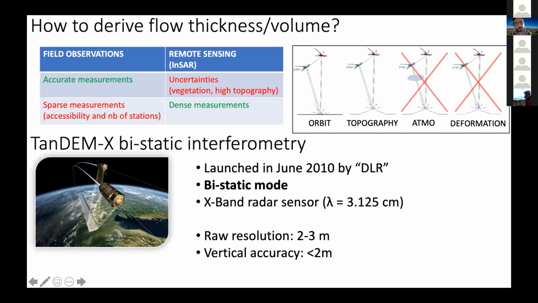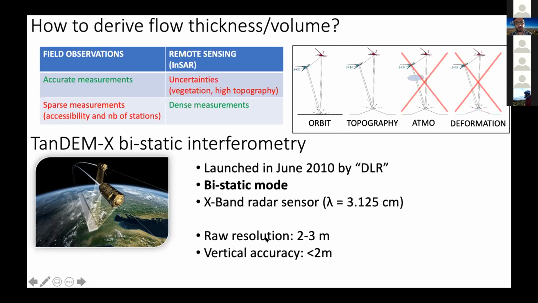This mission was launched by the German space agency in 2010. It has a bistatic mode, which is the acquisition of the same area at the same time. It is very relevant and useful for generating topography, digital elevation models, because the phase difference depends only on the orbit and the topography. You don't have atmospheric signal or deformation.